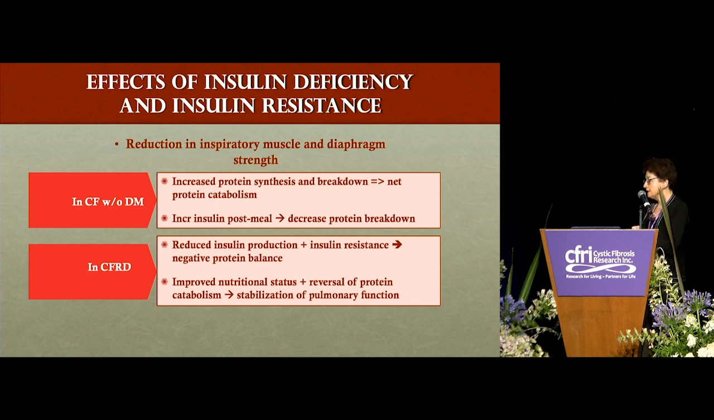So what is happening in CFRD? There is reduced insulin production plus insulin resistance, which leads to negative protein balance. There are studies showing that if you improve nutritional status and reverse this protein catabolism, then pulmonary function can stabilize.